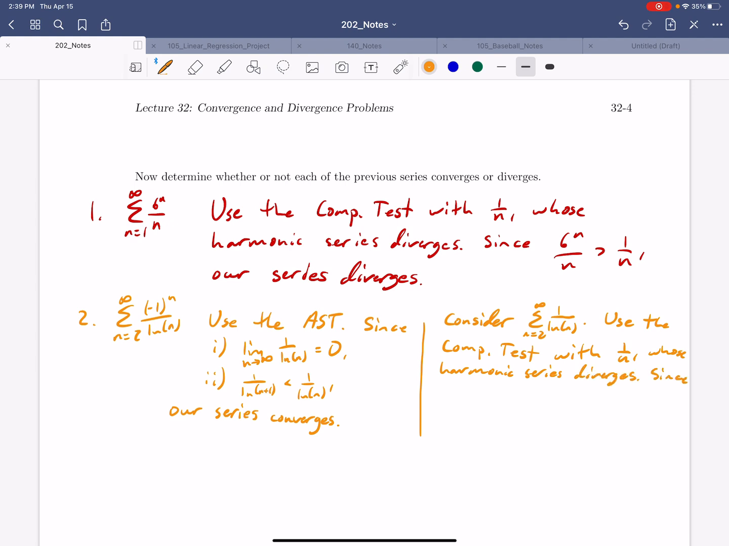All right, so again, this guy is bigger than this guy, right? ln of n is less than n, so 1 over ln of n is greater than 1 over n. So our series has to diverge as well. All right.